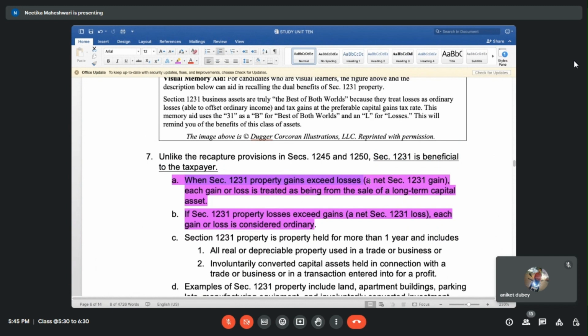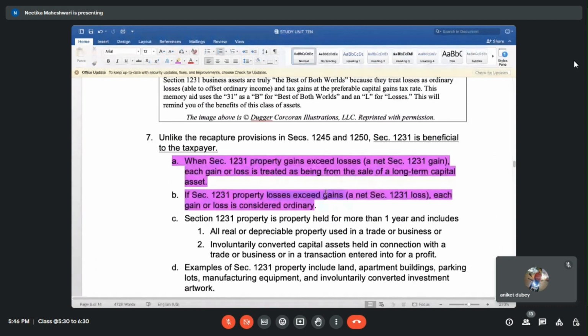if there are multiple properties and the gains are exceeding losses, a net section 1231 gain, each gain or loss is treated as being from the sale of a long-term capital asset. So the gains can come up as long-term capital asset. And if the losses exceed gains, we can take those losses as ordinary loss.